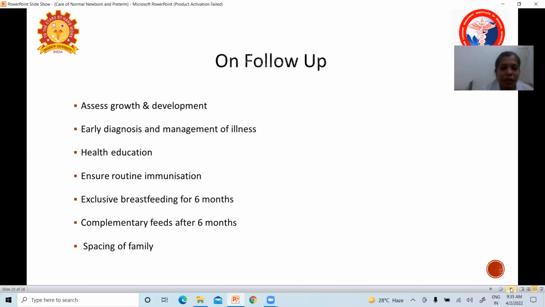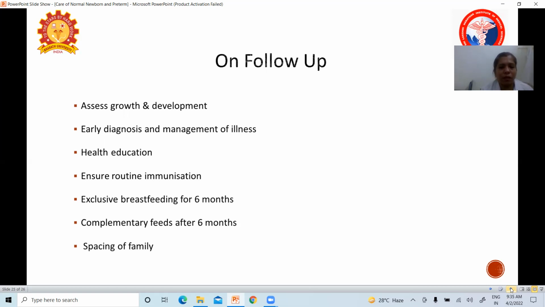Then the next vaccination is scheduled at around 6 weeks. We have to inform the family, counsel them, and tell them what vaccines we are going to give in subsequent visits. So routine immunization we should ensure. This is one of the important steps in infant care. Vaccination is a cheap and cost-effective way to prevent many illnesses, including diarrhea, pneumonia, tuberculosis, and so many other infectious diseases.